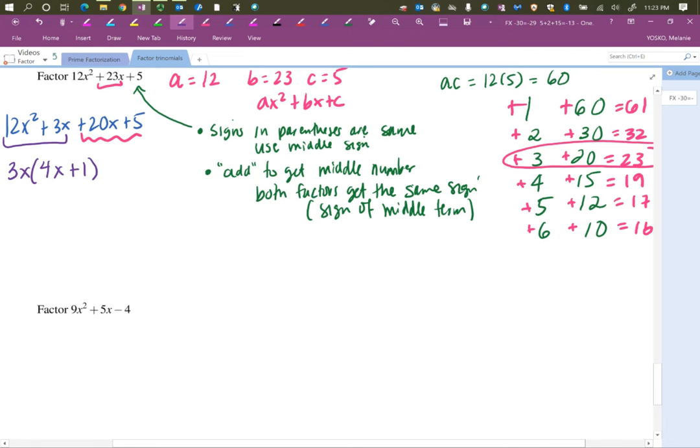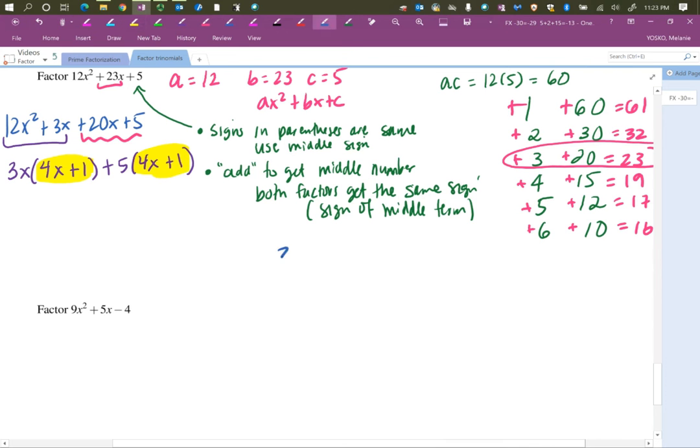Then we do the same thing with the back two terms. 20x plus 5 has greatest common factor of 5. So let's do a positive 5. And 5 times what gives me 20x? Well, that means we need a 4x right here. And 5 times what gives me positive 5? Positive 1. Okay, and if you notice, both of these have a 4x plus 1 in common.